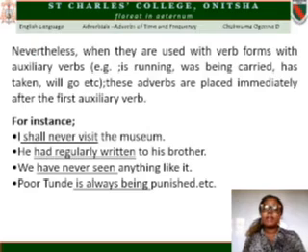Nevertheless, when they are used with verb forms with auxiliary verbs, for example, is learning, was being carried, has taken, will go, etc., these adverbs are placed immediately after the first auxiliary verb. For instance, I shall never visit the museum. He had regularly written to his brother. We have never seen anything like it. Poor Tunde is always being punished, and so on and so forth.